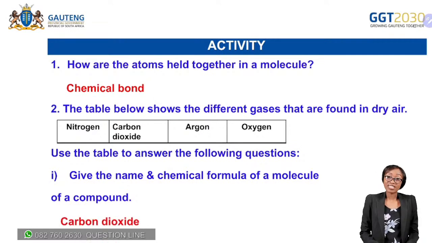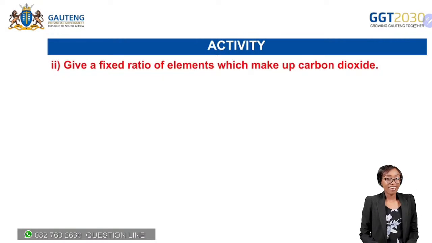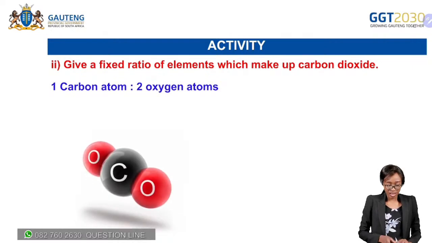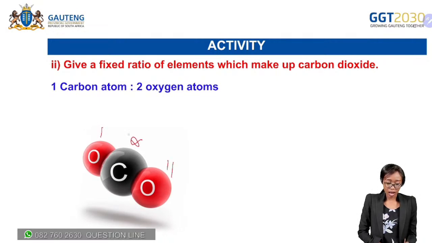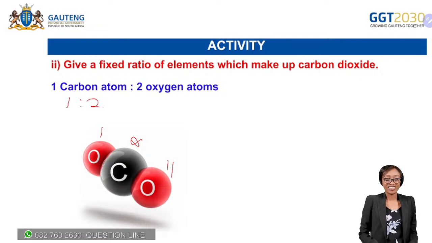And the answer to the second question is carbon dioxide. If you wrote carbon dioxide, you got it correct. The second question is give a fixed ratio of elements which make up carbon dioxide. So which elements make up carbon dioxide? We have one carbon atom and two oxygen atoms. I'm just going to pull up a picture just to show you. There is oxygen atom 1, oxygen atom 2, and the carbon atom. So that is the fixed ratio. So our fixed ratio becomes 1:2. That is our fixed ratio.